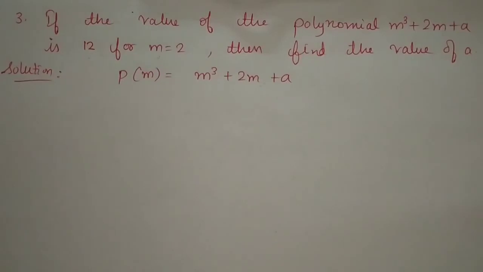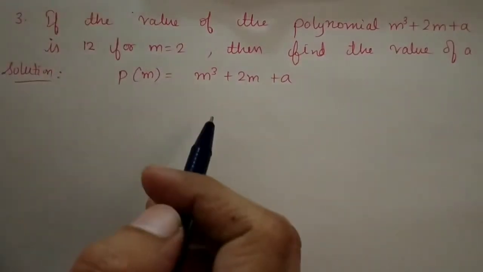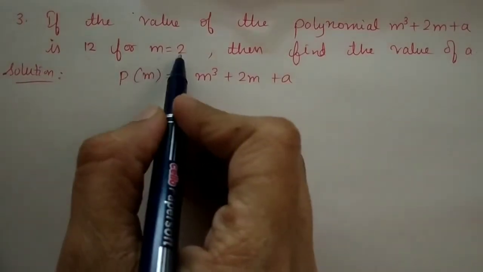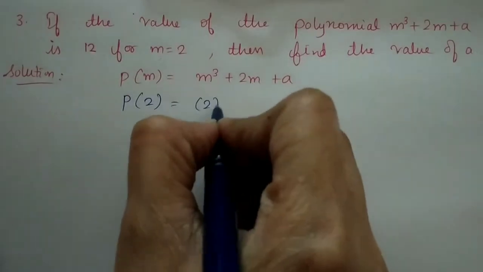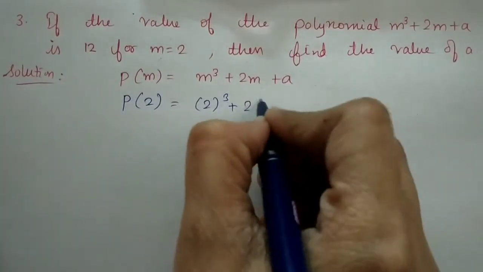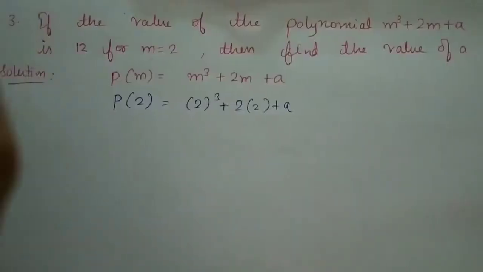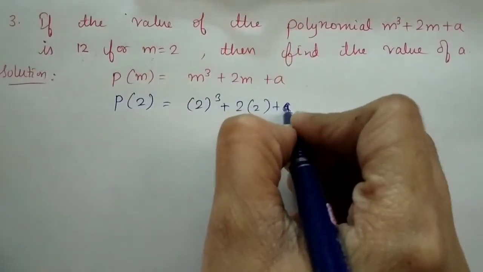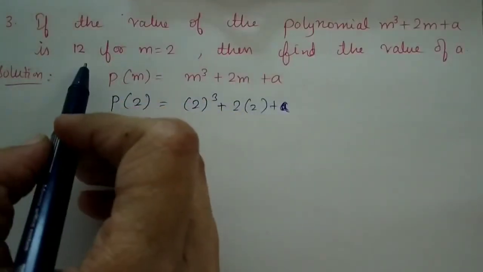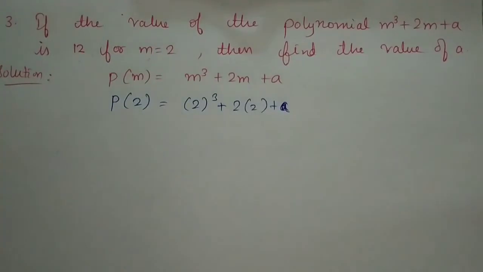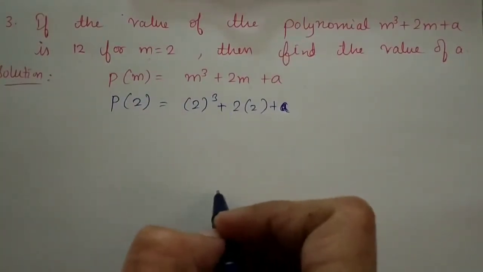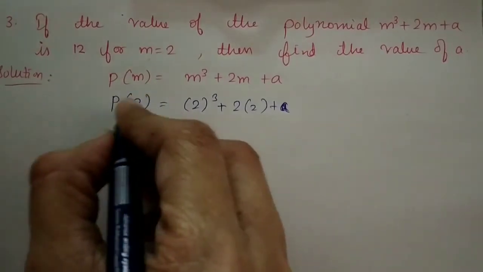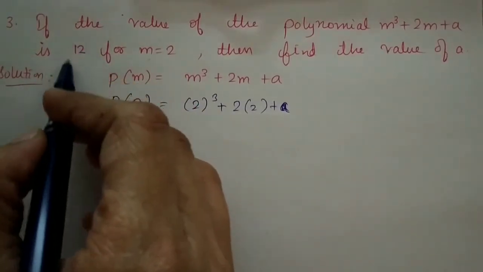Let us write out whatever we understand from this given sum. Okay, now p of m is this. So now m is 2. So I'll write down p of 2 cube plus 2 into 2 plus a. Okay, now answer is given as 12, that means p of 2 is going to be 12, right? When you will solve this, you will get answer as 12, right? That means p of 2 is 12. This 12 answer is given to you already.